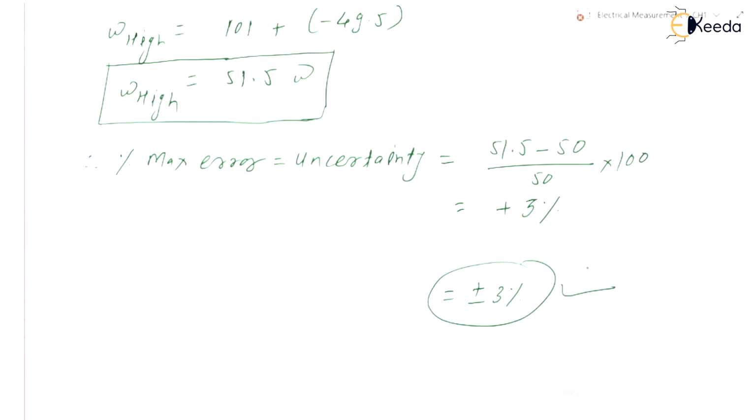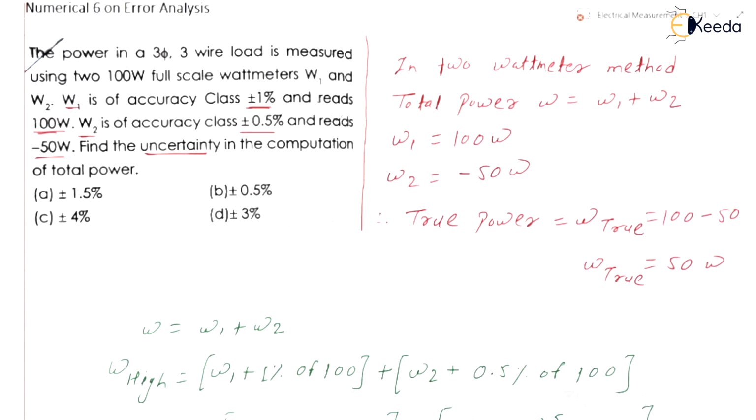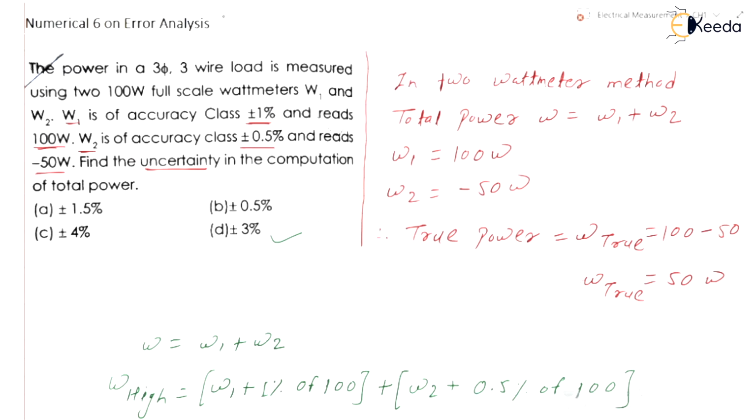If you check the options, the correct option is option D. Here we are interested in finding the maximum possible error. In order to get the maximum possible error, the measured value of power should be at its highest value. Then and only then will we get the maximum error. So this is about numerical number 6.